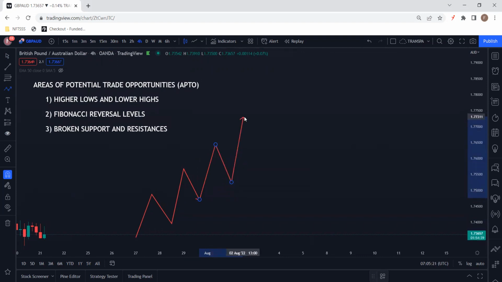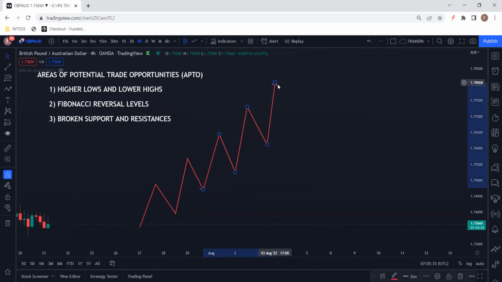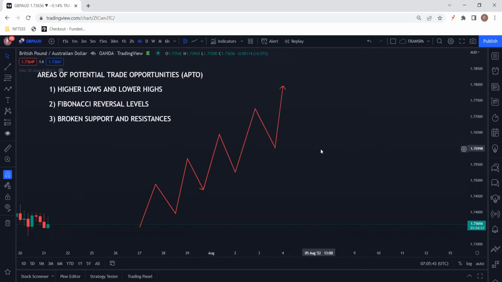But then, once we can clearly identify that the market is trending in an upward direction, we are only looking to buy from an uptrend, because clearly the market is making a series of higher highs and higher lows.